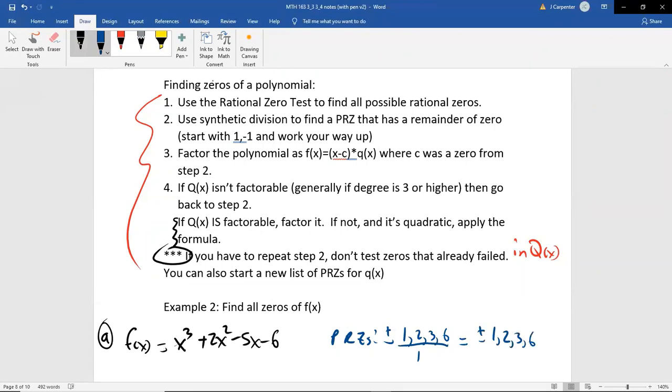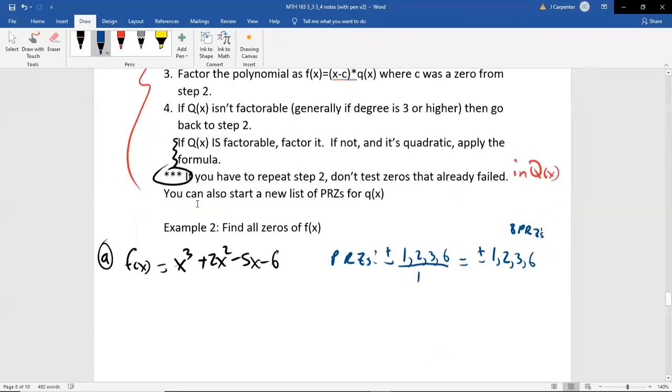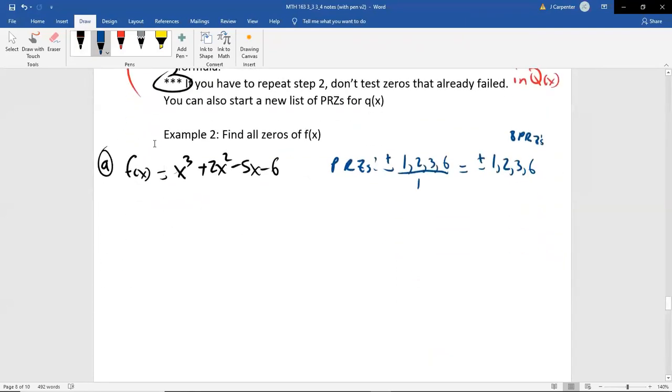Again, in the real world, they could be fractions, but fractions are a bigger pain to do synthetic division with. So there are 4 values here with the plus or minus. That means there are 8 possible rational zeros. So that means we could be doing synthetic division up to 8 times. I'm not saying we will, I'm saying it might happen.